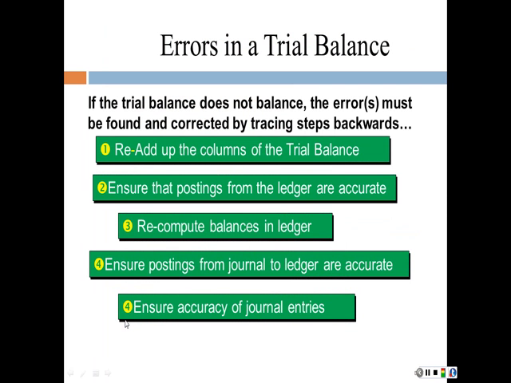Sometimes there can be errors in a trial balance. Your trial balance columns may not equal. And so how do we find out the errors? In that case, we literally retrace the steps to figure out where the error occurred. We first total up the columns one more time, then we go back to the postings, then we go back to the journal. So we retrace our steps.